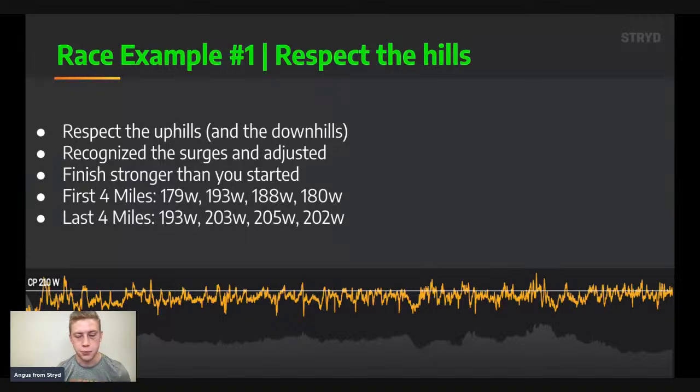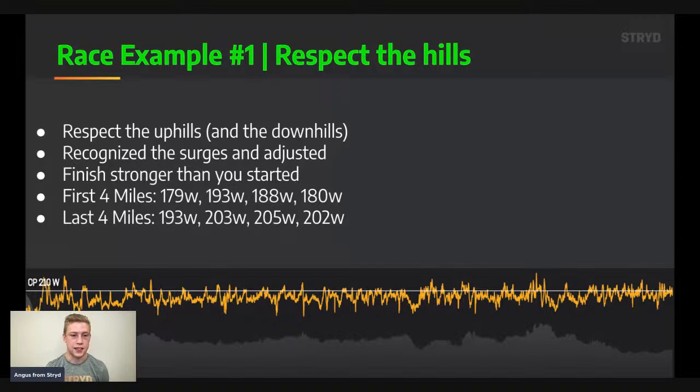So here's race example one in Boston. And this is from a number of years ago, I think 2018 or 2019. And this race was very successful because they respected the hills and they quickly recognized surges they were having at the beginning of the race and adjusted. So we have the race execution on the bottom here.